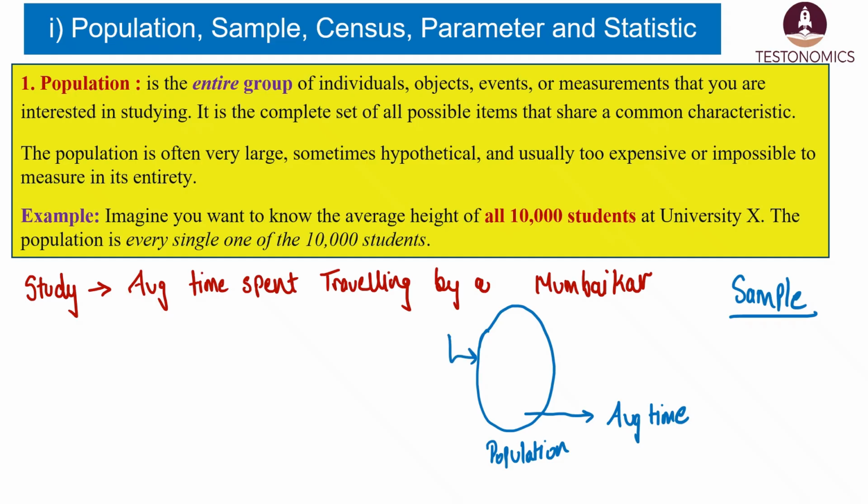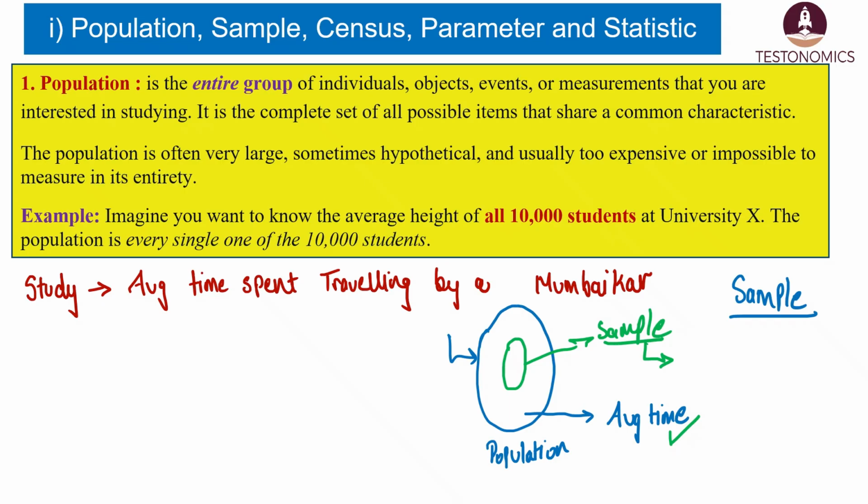That's why what we do is we study only a subset of this particular population and we call this subset sample. Using the data obtained in the sample, we try to estimate the actual data for the population. So remember, actually we are interested in studying the average time for the population.